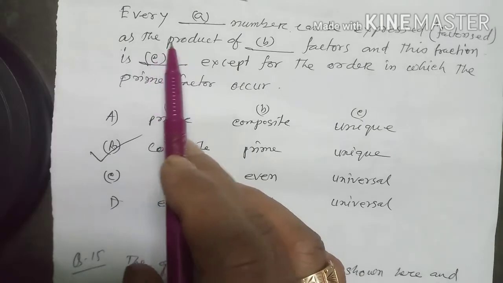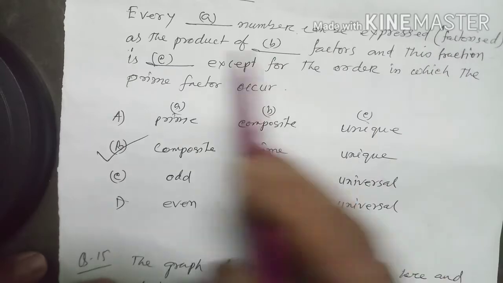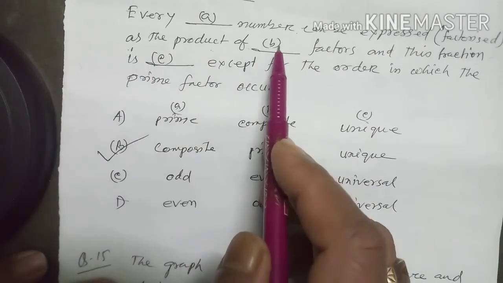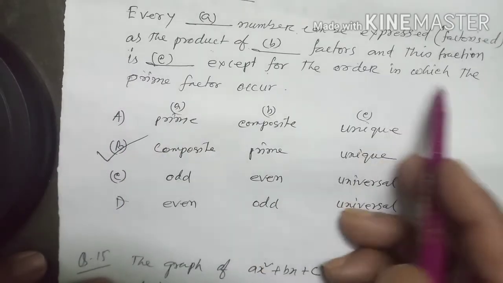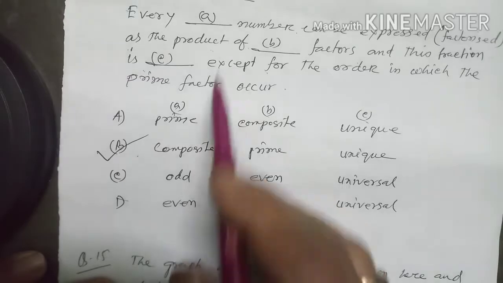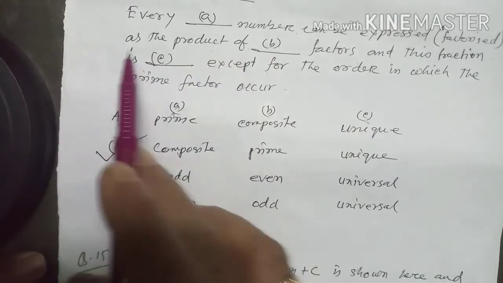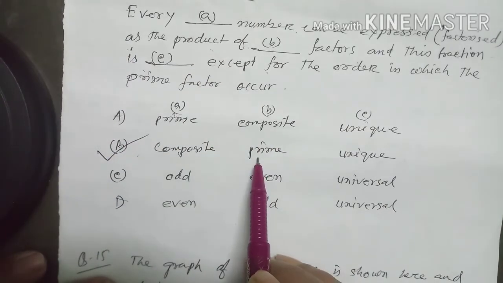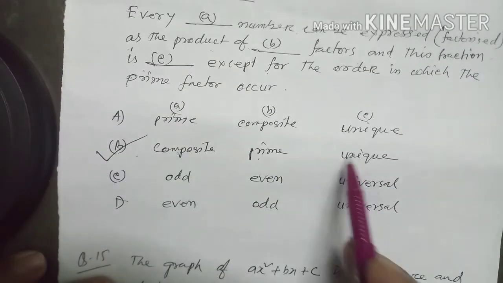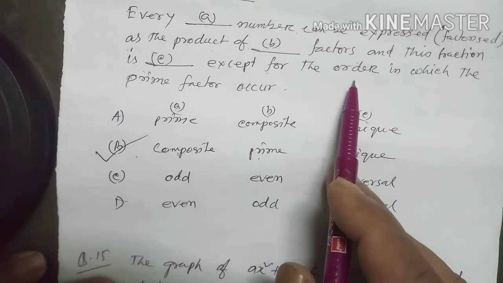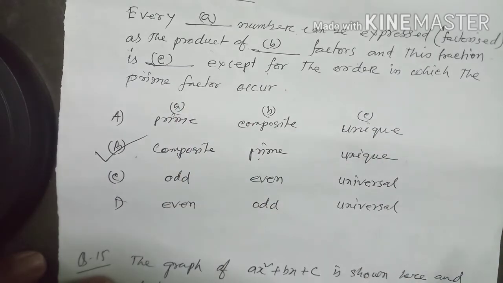Fill in the blanks. Every composite number can be expressed as a product of prime factors, and the factorization is unique except for the order in which the prime factors occur. That means every composite number can be expressed as a product of prime factors and the factorization is unique except for the order in which the prime factors occur.